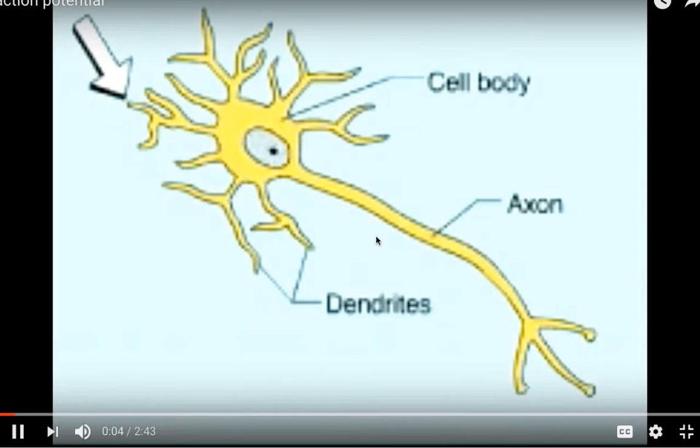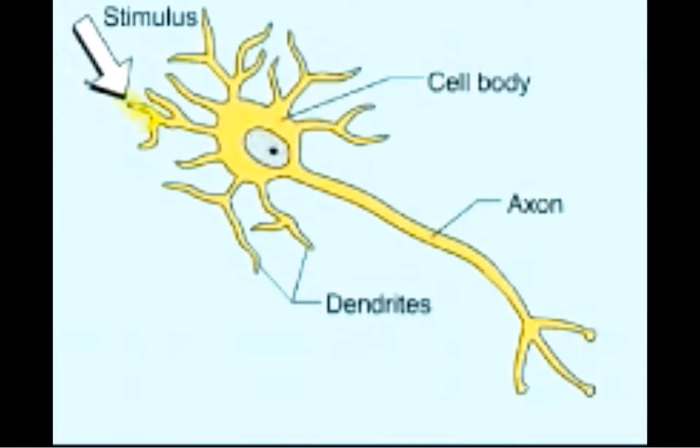What happens when the cell is stimulated? A stimulus changes the permeability of the cell membrane to sodium and potassium ions. This alters the distribution of charge in the cell body, and if the change is great enough, it triggers a signal, called an action potential, that moves down the axon. How does the action potential move along the axon?